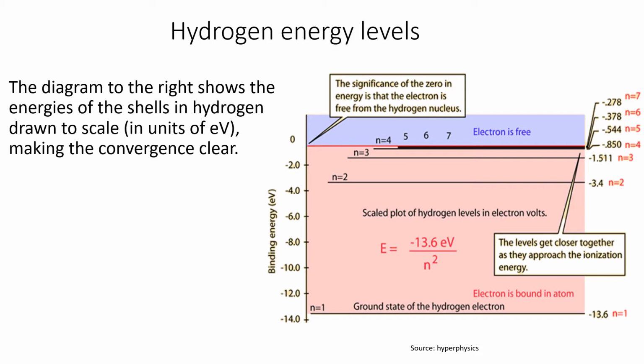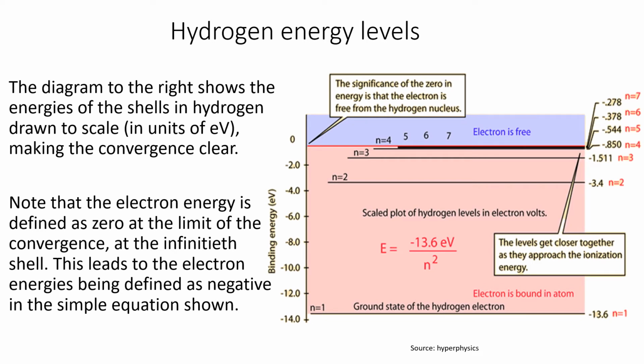Now energy here, of course, we normally talk about energy in kilojoules per mole, but we have an alternative energy unit here, the electron volt. And we've got the equation as well in this picture that is the relationship between the energy and the shell number, n being the symbol for the shell number. So as I say, the convergence of the levels is very clear here in this picture.